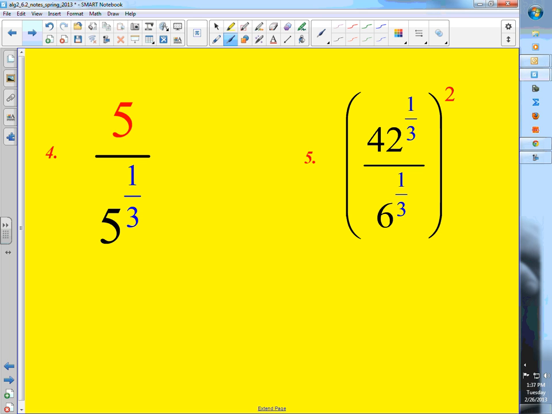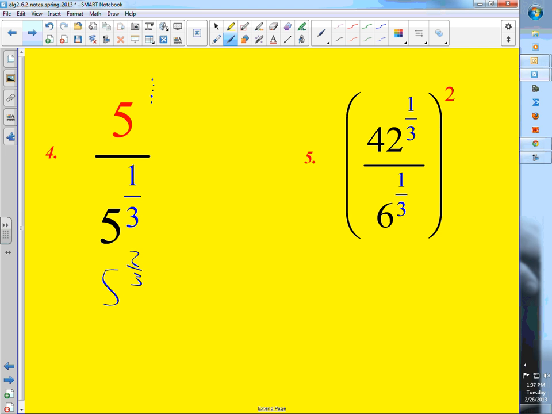This one, remember, it's 5 to the 1st. So you're going to end up with 5 to the 2/3 power. Big exponent, little exponent. Big one minus little, 5 to the 2/3.